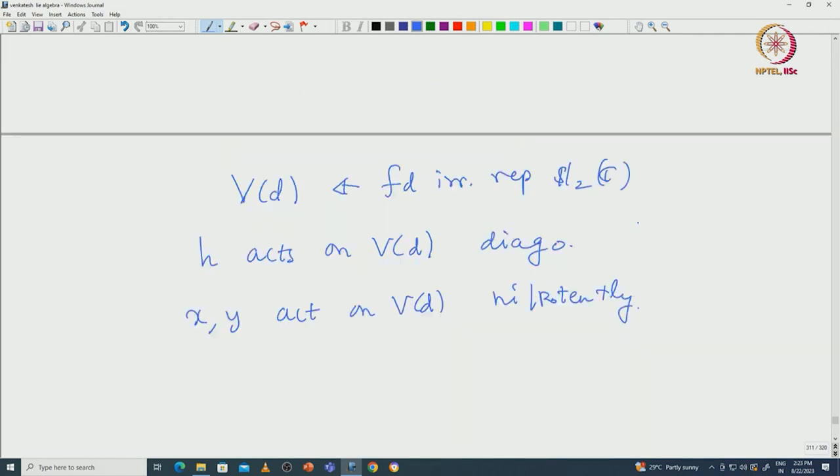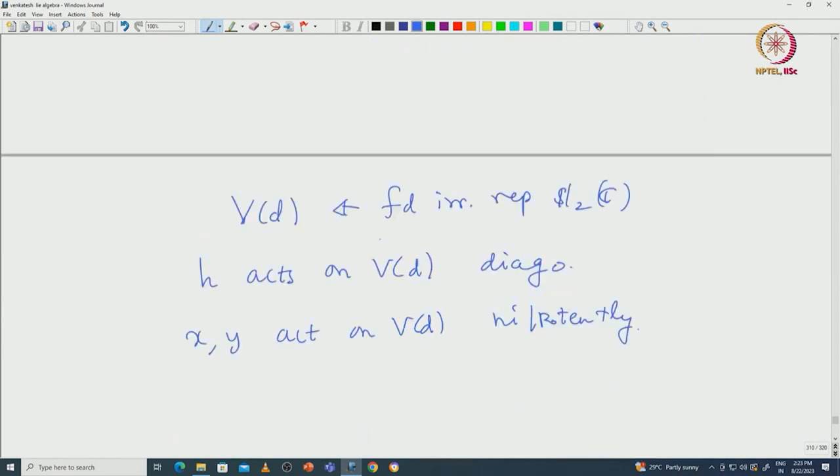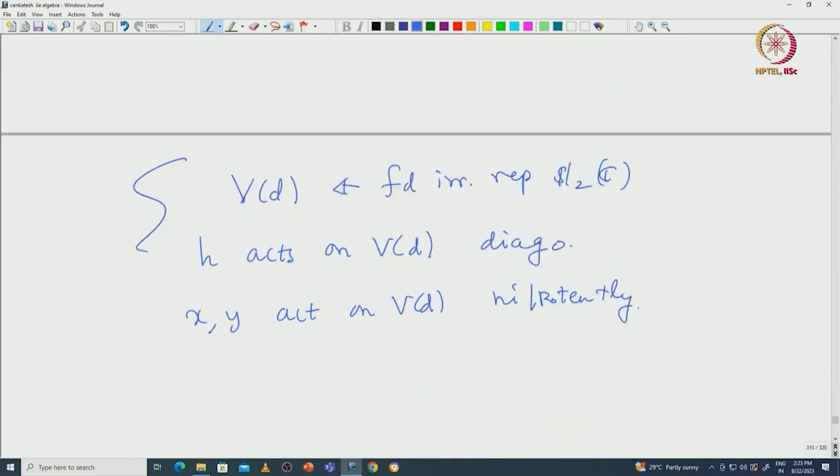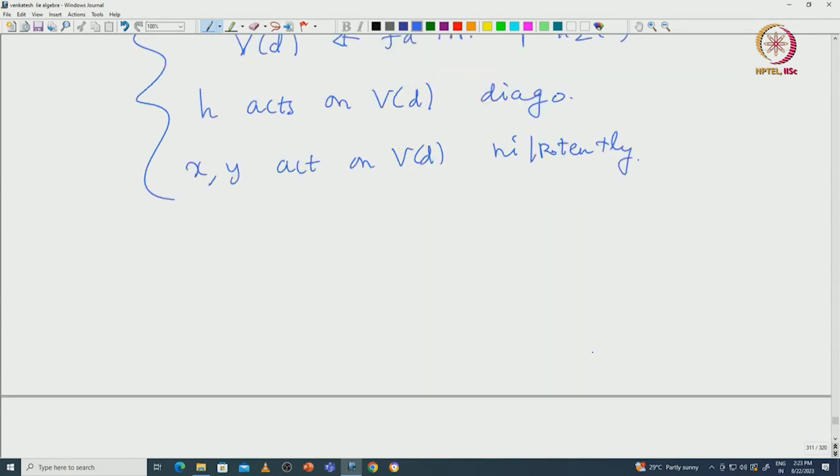So if we actually have complete reducibility, then what will happen? Using this remark, we can easily see that H should act on any finite dimensional representation of SL2C semisimply, or diagonalizably. Similarly, X and Y should also act on any finite dimensional representation of SL2C nilpotently.